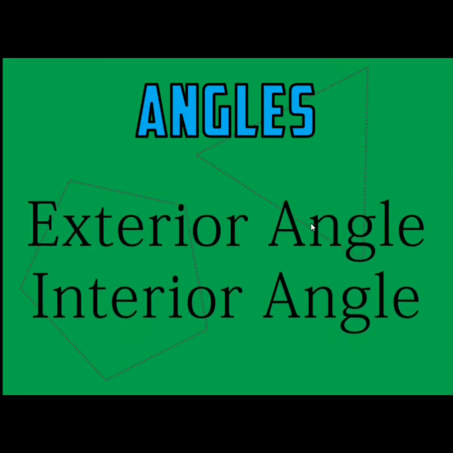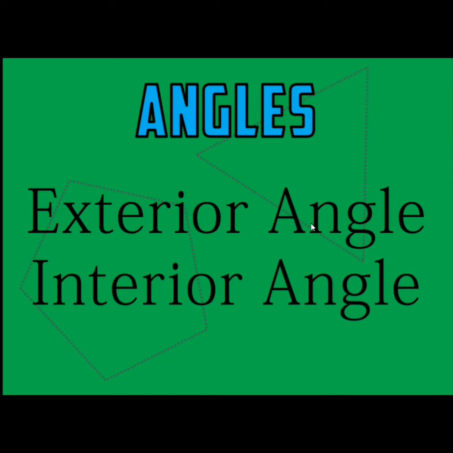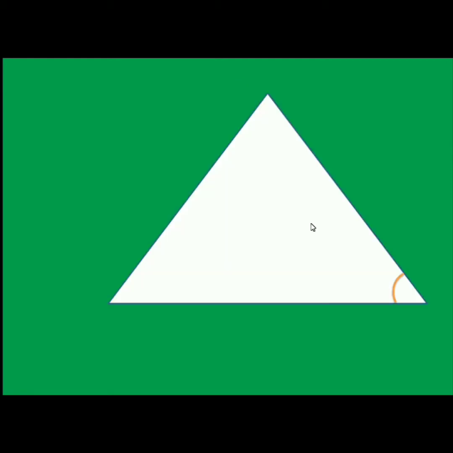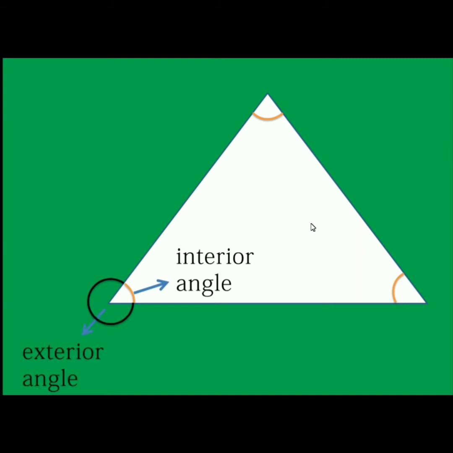The second parameter is the angle. It has two different types, the exterior angle and interior angle. An interior angle is any angle that is on the inside part of a polygon. And the exterior angle is any angle that is on the outside.